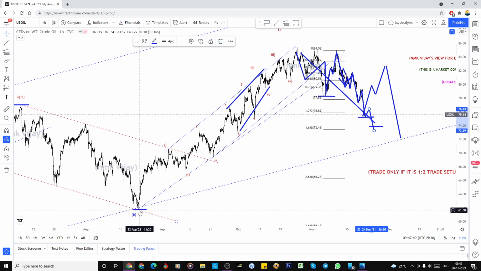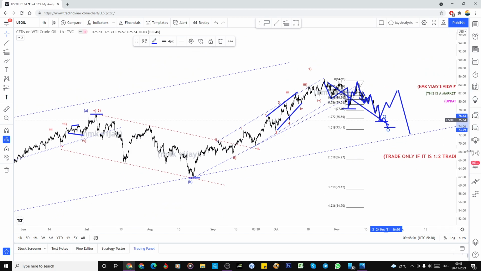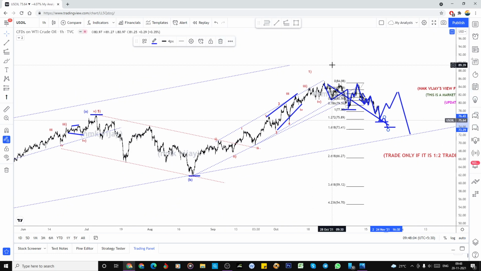We have to place the stop loss only at 61. If you enter at 73, you need to place the stop loss below 61. So that means nearly $8 you need to risk for the stop loss. But what is your target? 110 is my target, 110 to 115. So that means nearly $40 of reward. So $8 risk and $40 reward.